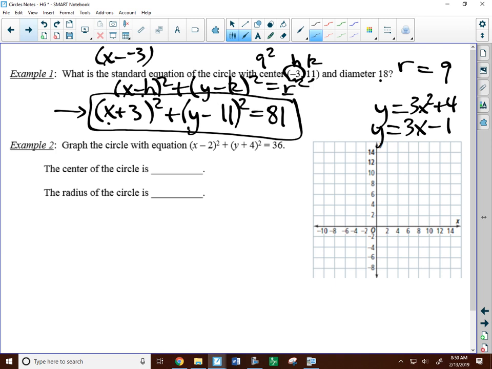All right. Now, let's do example 2, and then I'll see if there's questions. Because 2 is just going backwards. So this one was, here's information, what's the equation? This is, here's the equation, state the information. All right, and we'll graph it. So here's an equation of a circle. The center of the circle, and why don't you write it down? Take a second. Write down the center and what you think the radius is.